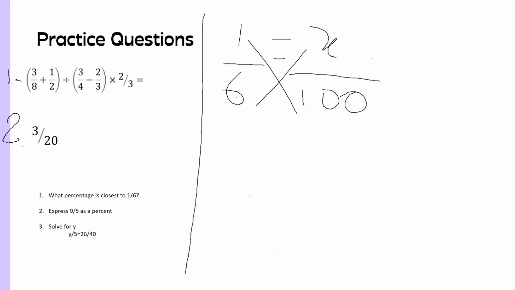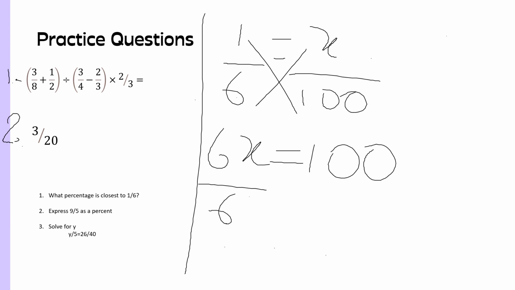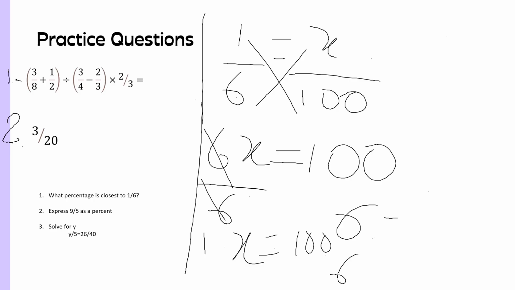So 6 times x is 6x. 1 times 100 is 100. So what I did there was cross multiply, right? So now we need to make x the subject of the problem. So we got to divide by 6. And what we do to one side, we got to do to the other side. So this cancels out. So x equal 100 over 6, right? And when you do the division now, the answer, if they need it in decimal, is 16.6.